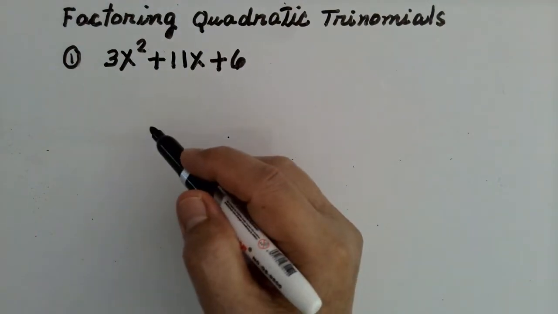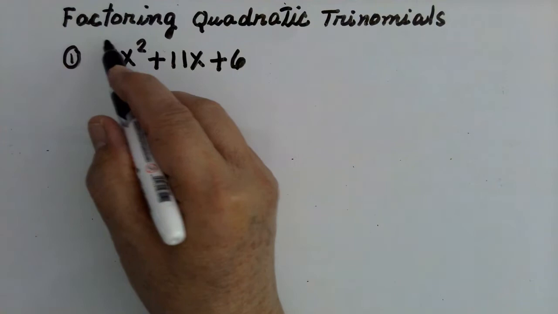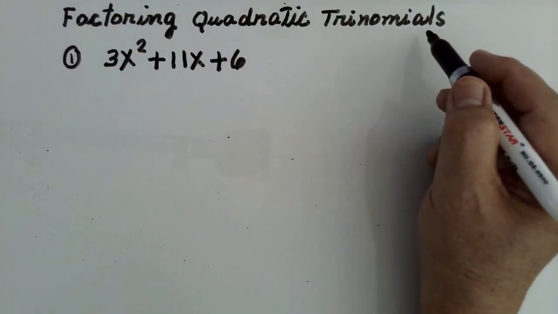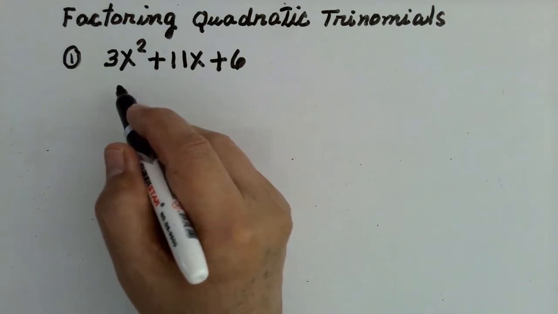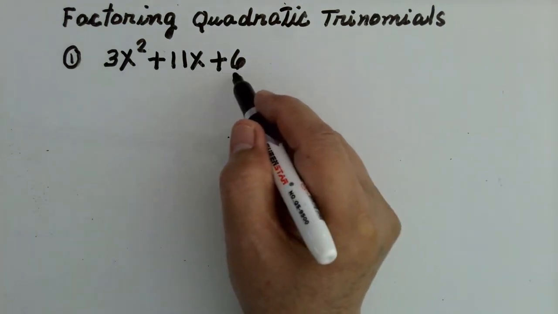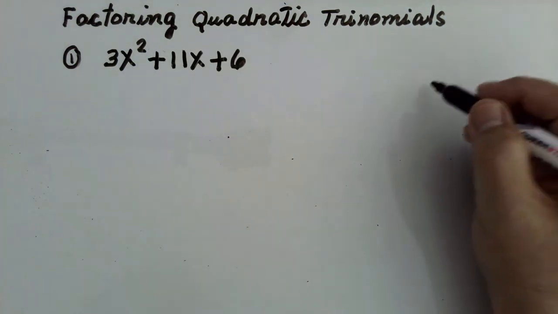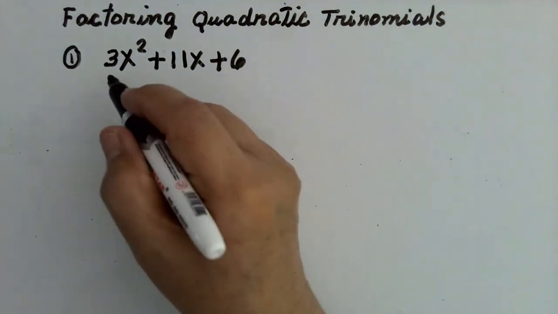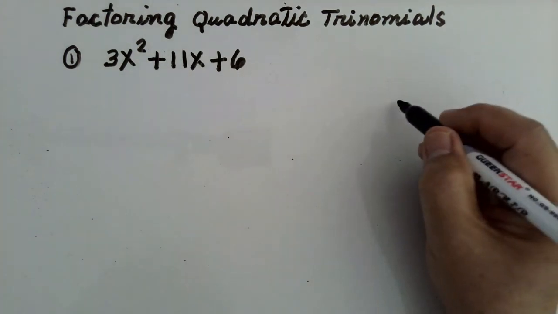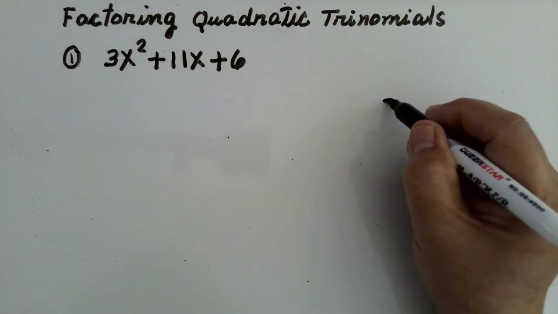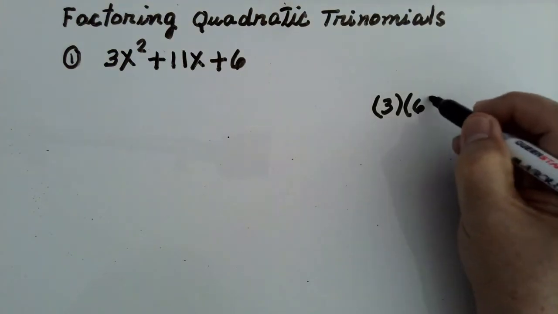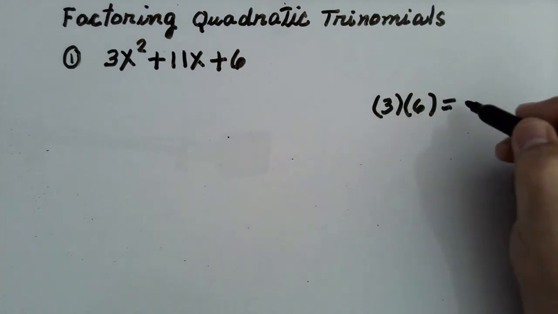The topic for today is factoring quadratic trinomials. Example 1, 3x squared plus 11x plus 6. The first thing to do is to multiply the coefficient of x squared by the constant term. Let's do it here. 3 times 6 is equal to 18.